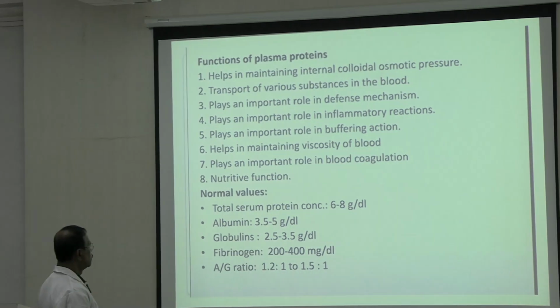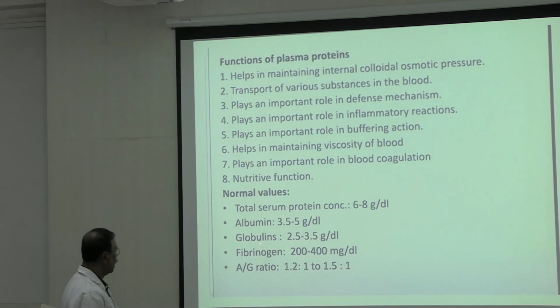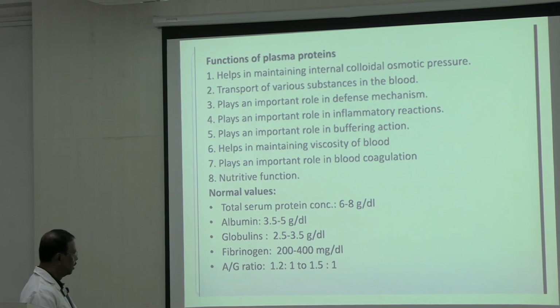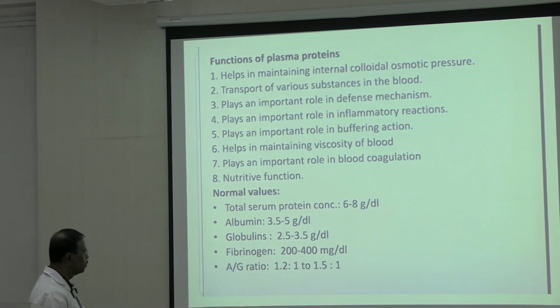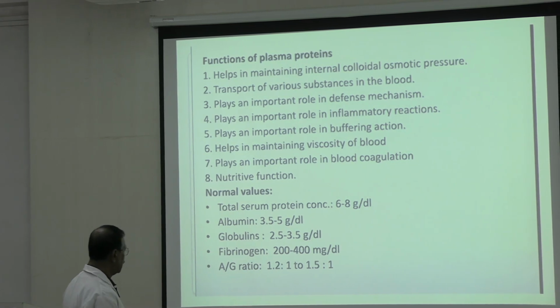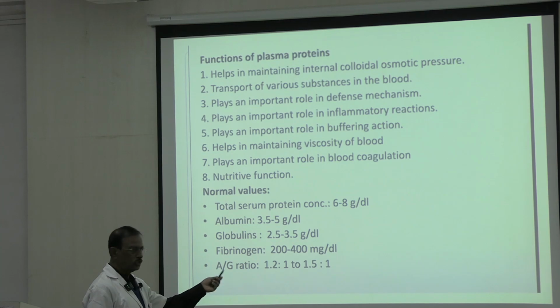Normal value, total serum protein concentration 6 to 8 gram per deciliter. Albumin remains 3.5 to 5 gram per deciliter. Globulin 2.5 to 3.5 gram per deciliter. Fibrinogen 200 to 400 milligram per deciliter. And the A/G ratio is from 1.2 to 1.5 is to 1.